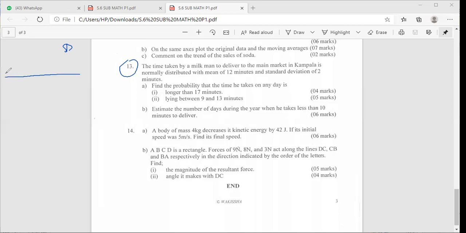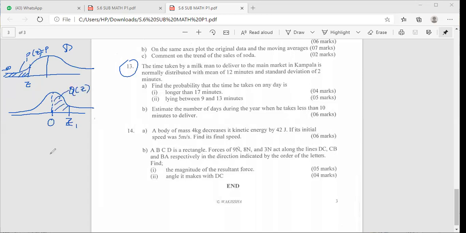P, you know this graph I'm drawing, the normal distribution curve. P reads from where you are, from negative infinity up to where you are. This is probability of Z is equal to P. Then you have Q. Q reads like the table. Q reads from 0 up to where you are. That is Q of Z.